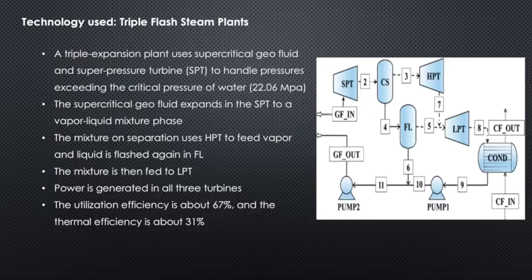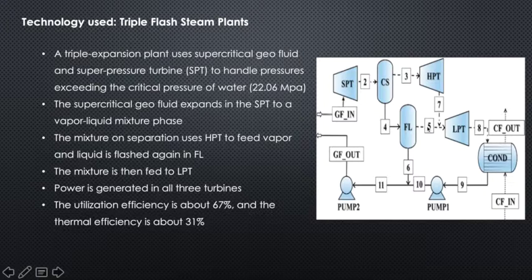A triple expansion plant uses supercritical geofluid. It is a variant of the flash plant with an additional topping supercritical pressure turbine, where the SPT is designed to handle pressures exceeding the critical pressure of water, which is 22.06 megapascals. The supercritical geofluid expands in the SPT to a vapor-liquid mixture phase, which is state 2. Then the mixture is separated isobarically in the CS, as shown in the diagram, into vapor 3 and liquid 4. Vapor 3 is then fed to the HPT, and the liquid 4 from the CS is flashed again in the FL as shown in the diagram.